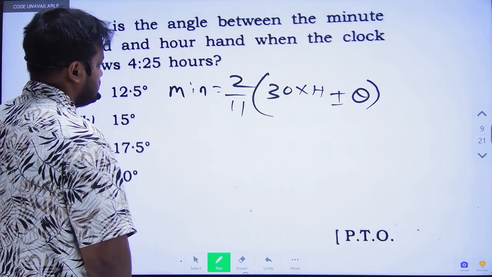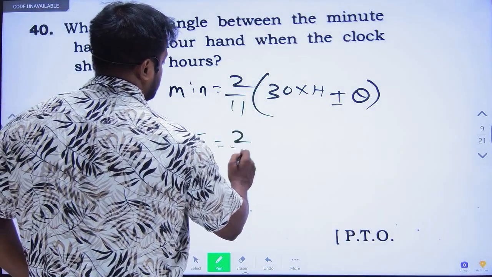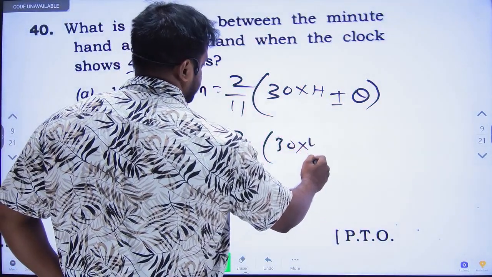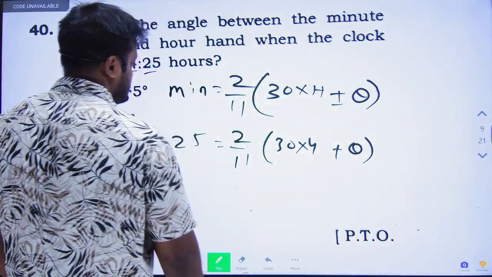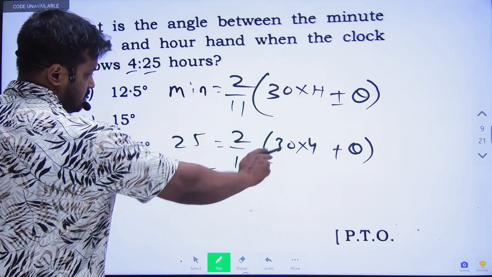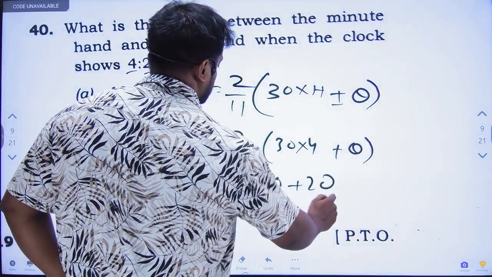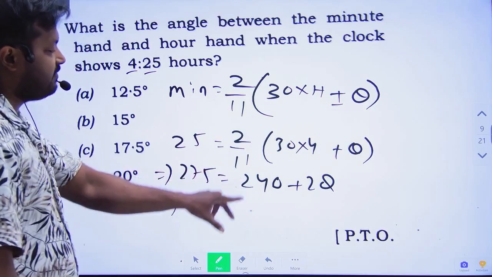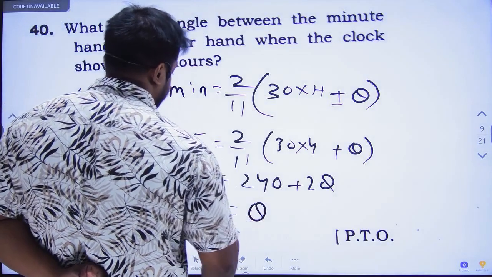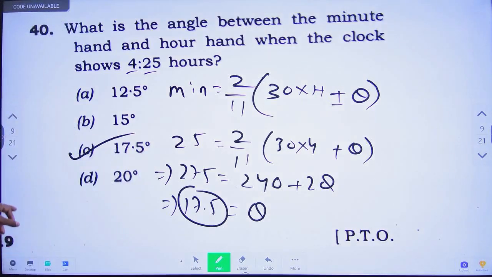So see, minute is 25, so 25 equal to 2 by 11, 30 into hour is 4, so 30 into 4 plus theta. So I can say this 11 into 25 is 275 equal to 120 into 240, 240 plus 2 theta. That implies this is 275 minus 240 is 35. 35 equal to 2 theta, so theta equal to 35 by 2, which is 17.5. Option C is correct. Okay, option C is correct.